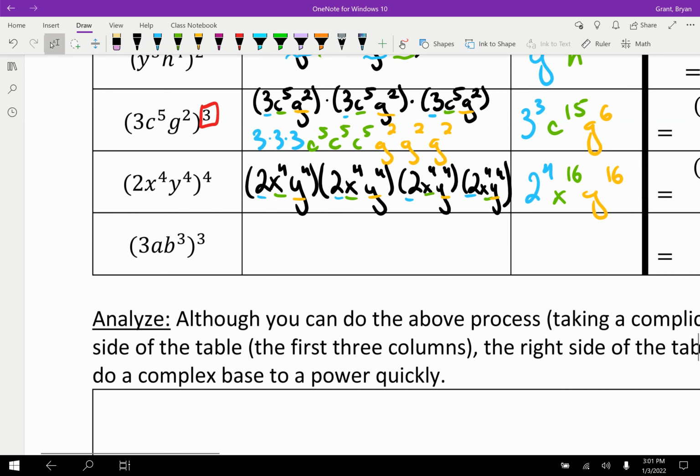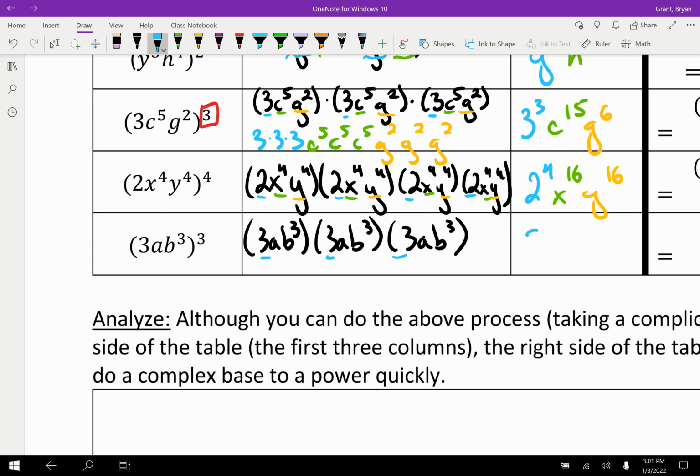Okay. And last one. We have 3ab cubed, 3ab cubed, 3ab cubed. And so that's going to give us 3 to the third power, a to the 1, 2, there's only 3 a's there, so a to the third as well, and then b, 3, 6, 9.